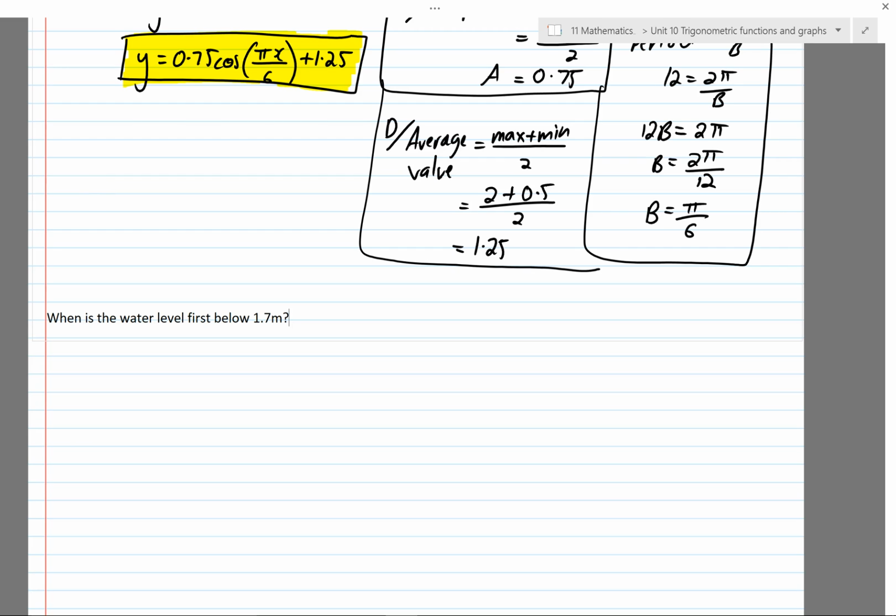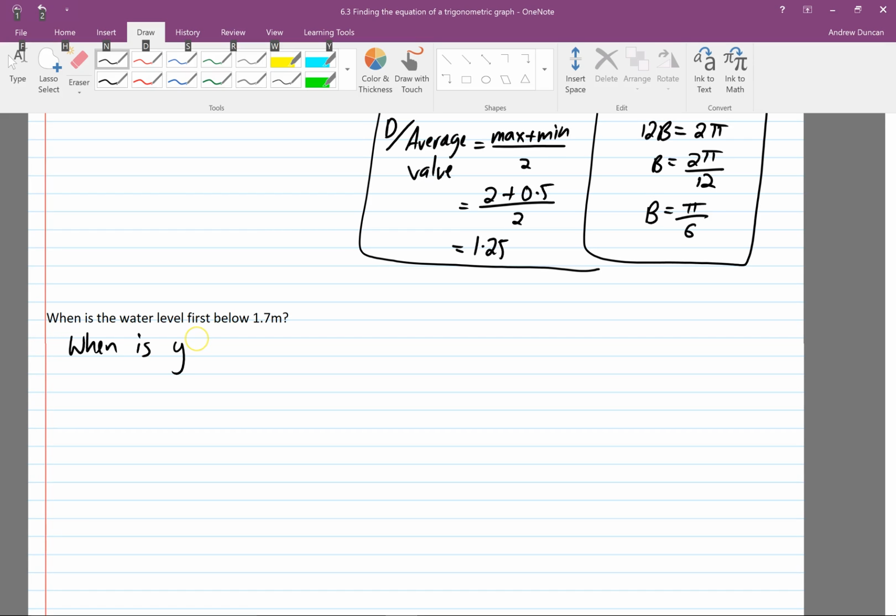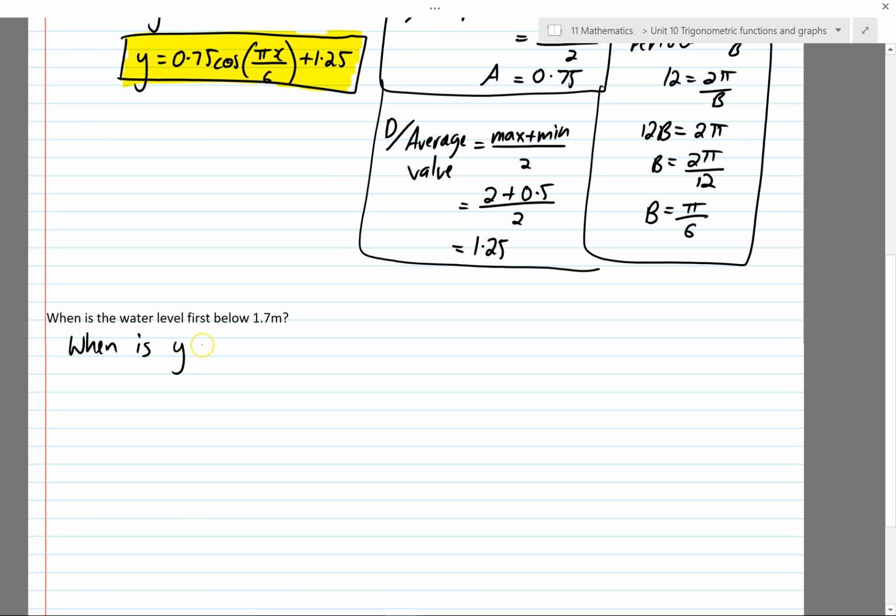One example of a follow-up question could be, when is the water level below 1.7 meters? Why might I want to know this? Maybe I want to go swimming, but I can't swim, so I need it to be below 1.7 meters so I can stand in there and still survive without swimming. So what this is really asking is, when is the y value less than 1.7 meters?